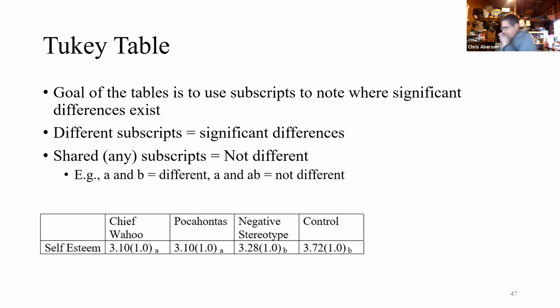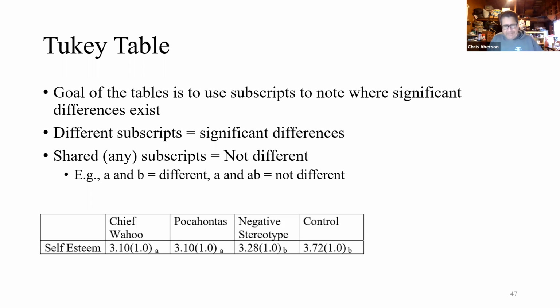Sometimes you'll see results in a table form. If I was presenting the Tukey test, I might make a table like this. What I have in this table are the means and standard deviations, but that's not the interesting part. It's these subscripts. I've got A's and B's. Well, what do those mean? Different subscripts represent groups that are different from each other at the 0.05 level.